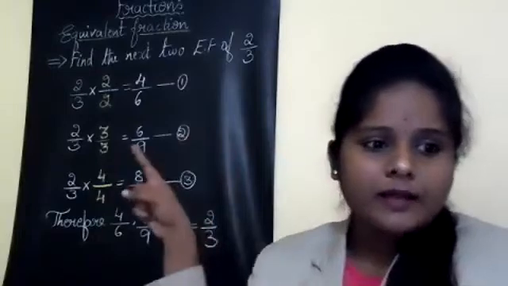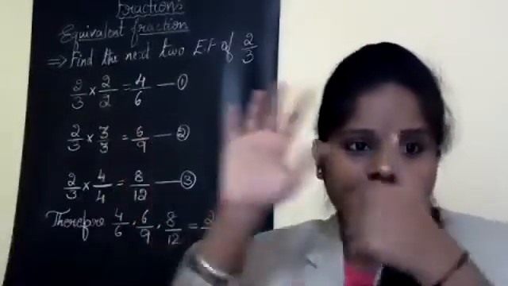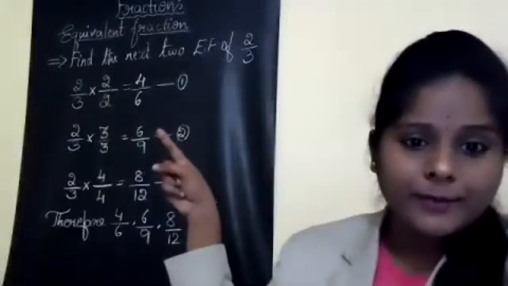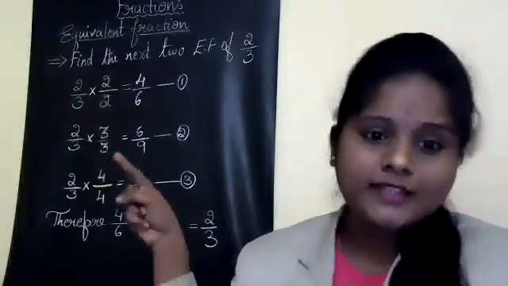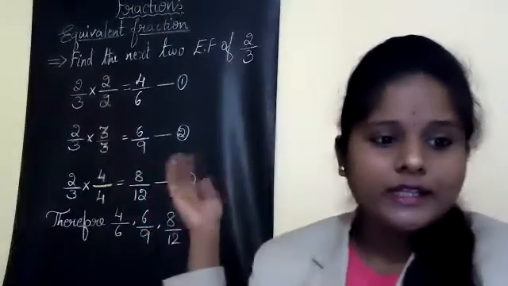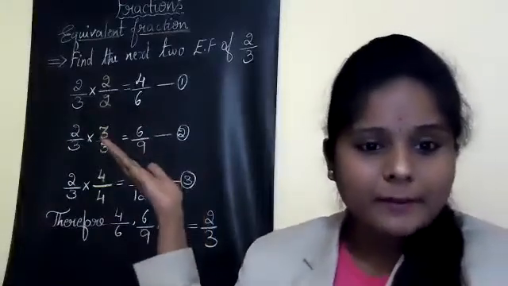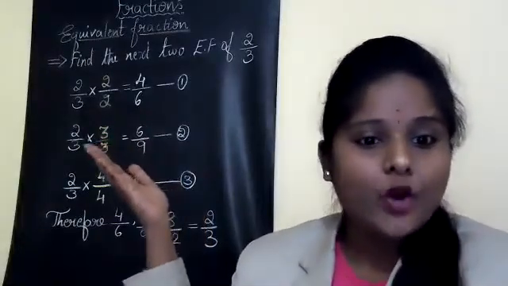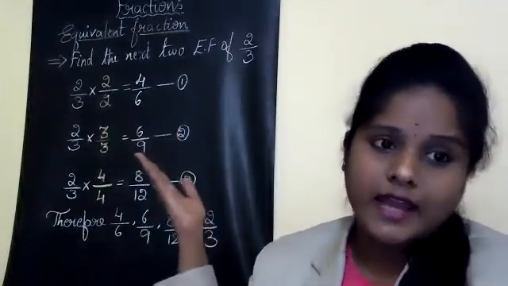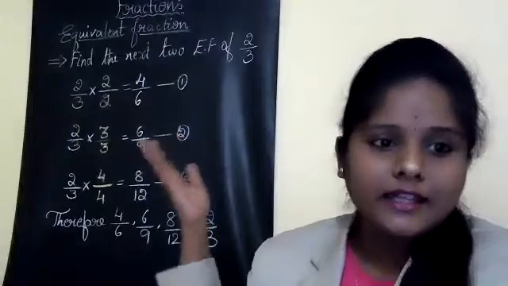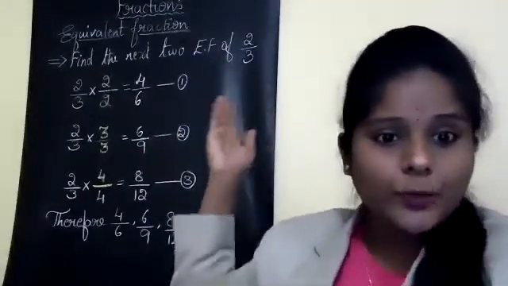Okay. So now tell me, what is 3 twos or 2 threes are? 2 threes are 6. So the numerator number will be 6. Okay. And what is 3 threes are? 3 threes are 9. So the denominator number will be 9. After multiplying both numerator and denominator by 3, we are going to get 6 by 9. And this 6 by 9 is the second equivalent fraction of 2 by 3.